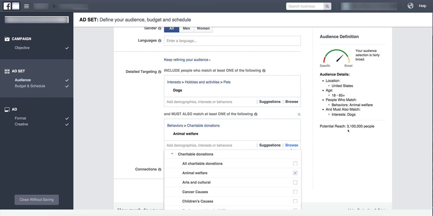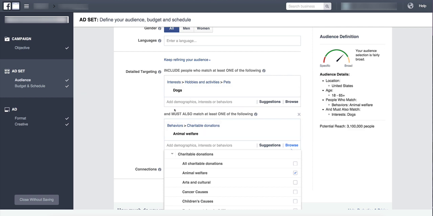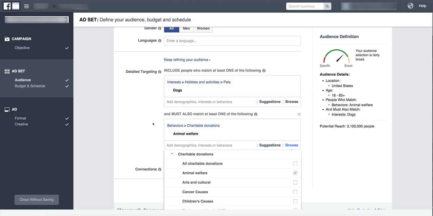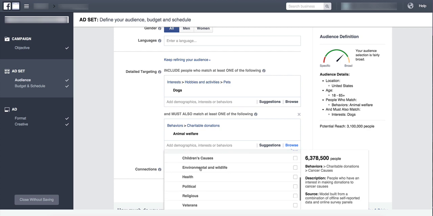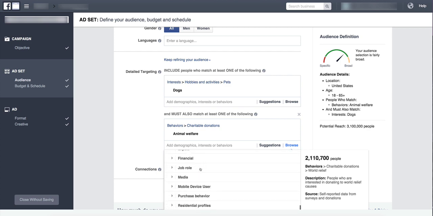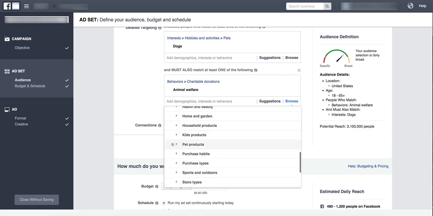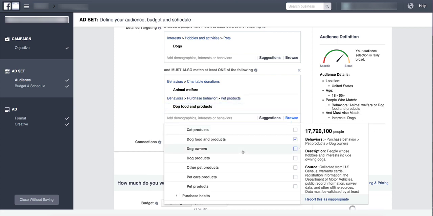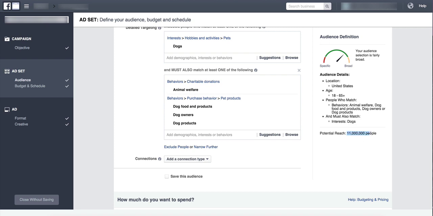Still a very broad audience, but this means that they are associated with liking dogs, and they're also associated with animal welfare. They're associated with both of these. So this is huge when you're using broad targeting, because it can help you narrow down the broad audience. Now I think there's a couple of other things in here that you can use for animals. Look, pet products. So if you're just doing dogs, you could say dog food, dog owners, dog products, and now we've taken it up to 11 million people, right?